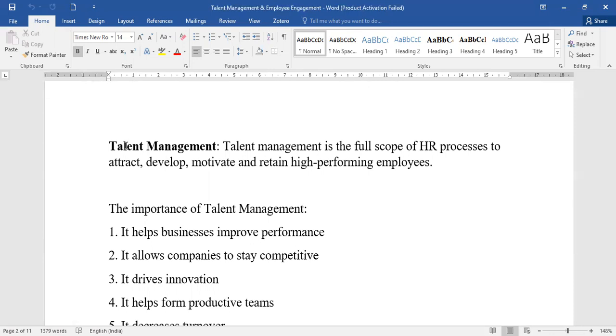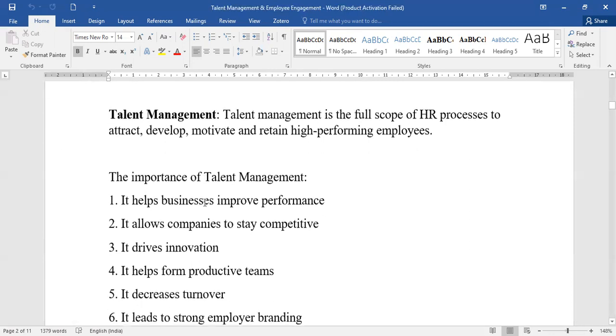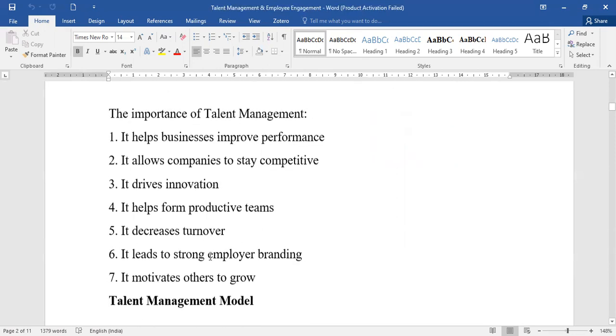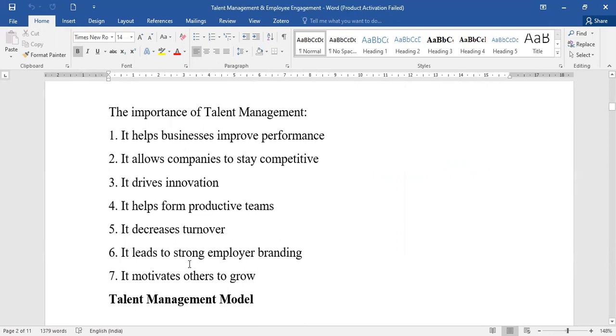The importance of talent management can be seen with the help of performance improvement, with the help of companies staying competitive. It drives innovation and creativity. It helps to prepare productive teams. It decreases the turnover. It leads to strong employer branding, as well as it motivates others to develop and grow. So this is basically the impact, or importance, of talent management when done in correct form.